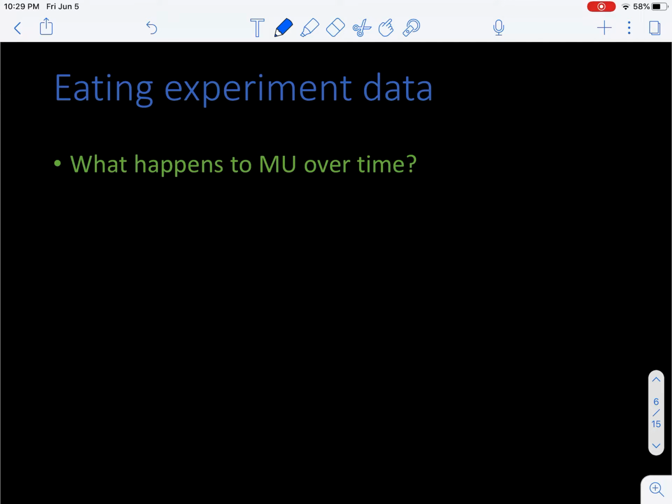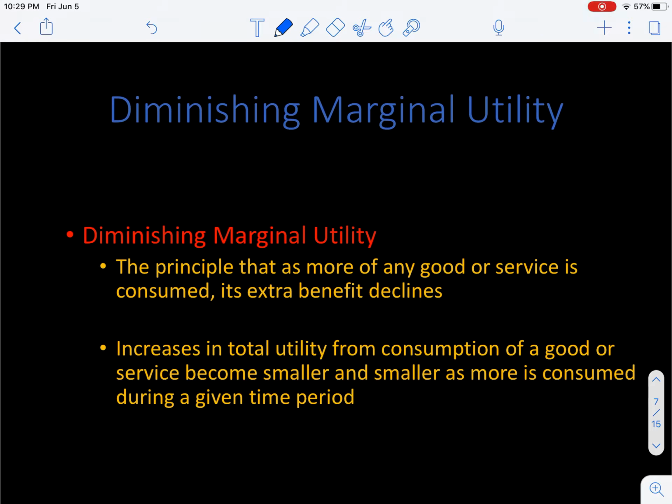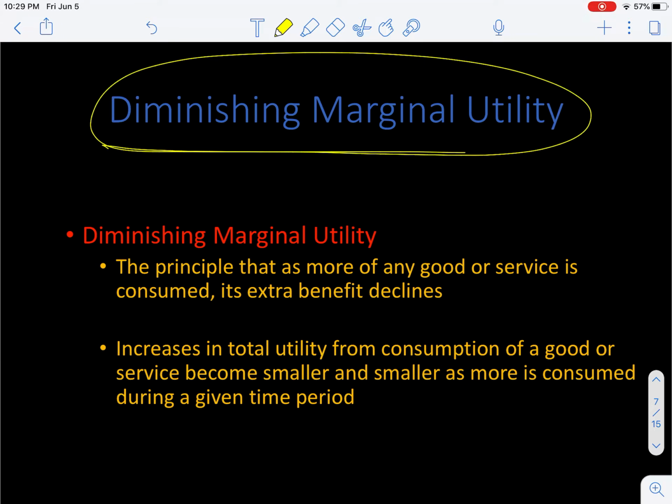How good is the second one? Oh, it's also really good. How's the third one? It's yummy, but maybe not quite as delicious as the first one or the second one. And so what happens is you consume more and more Snickers. What does the seventh Snickers or the eighth or the 10th or the 12th do for you? Well, maybe now they're not as good. The marginal utility we get from the additional Snickers is declining. And that is what we refer to as diminishing marginal utility.